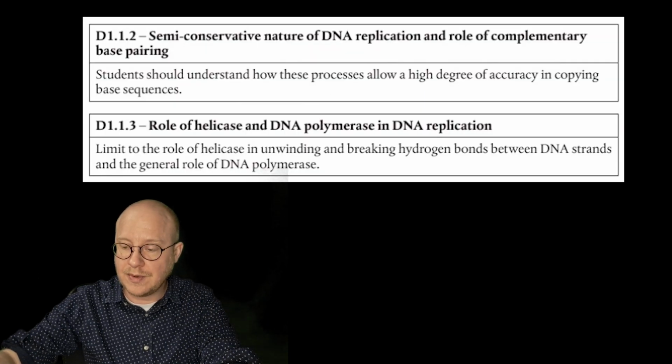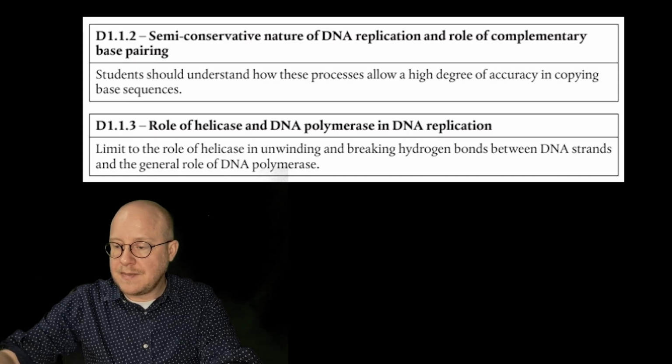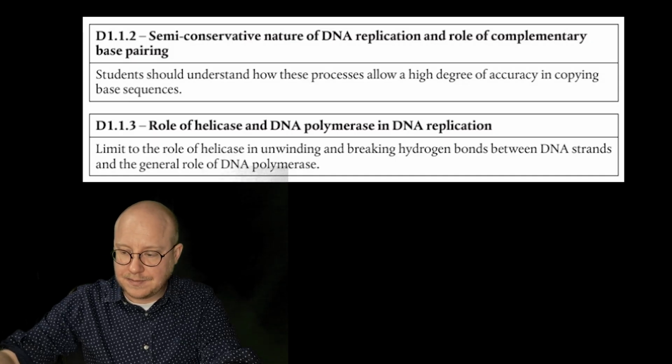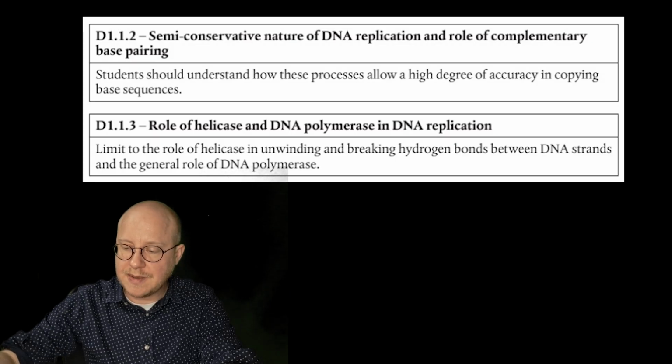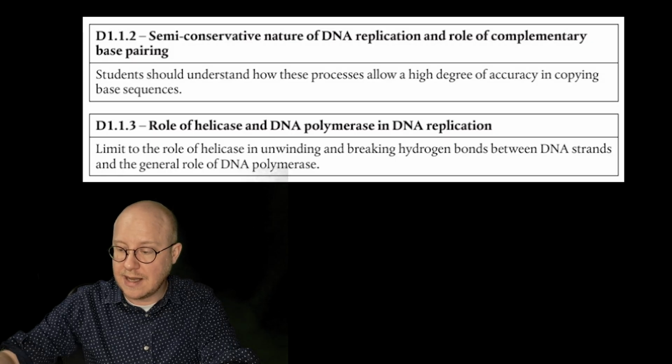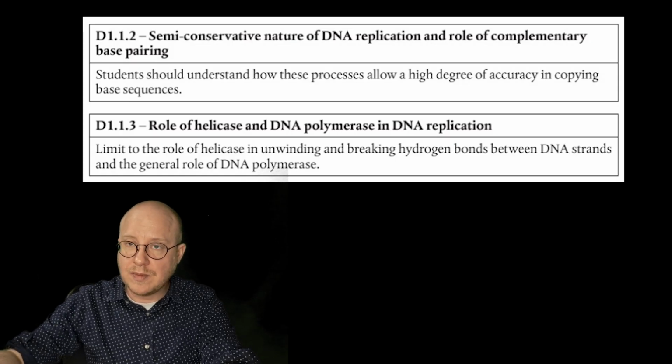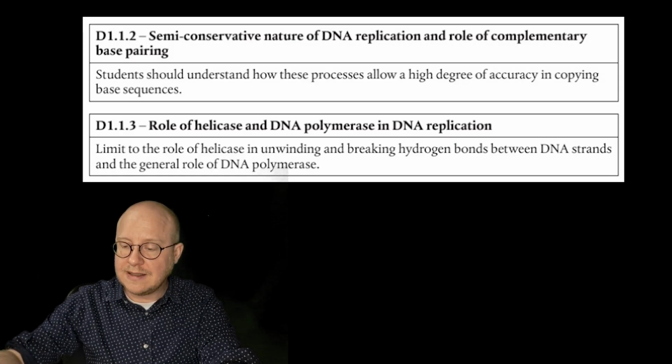D1.1.2 and D1.1.3, semi-conservative replication and complementary base pairing. D1.1.2, semi-conservative nature of DNA replication and role of complementary base pairing. Students should understand how these processes allow a high degree of accuracy in copying base sequences. D1.1.3, role of helicase and DNA polymerase in DNA replication. Limit to the role of helicase in unwinding and breaking hydrogen bonds between DNA strands and the general role of DNA polymerase.